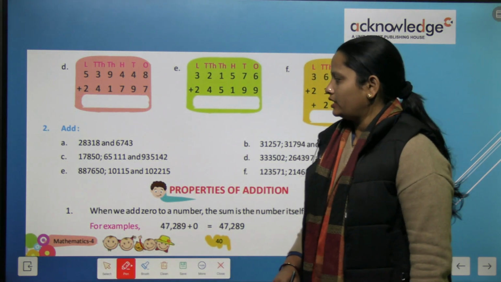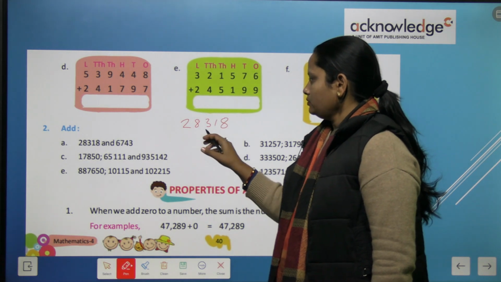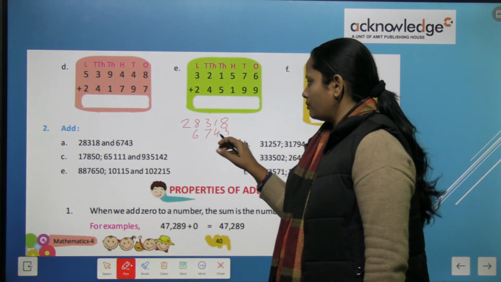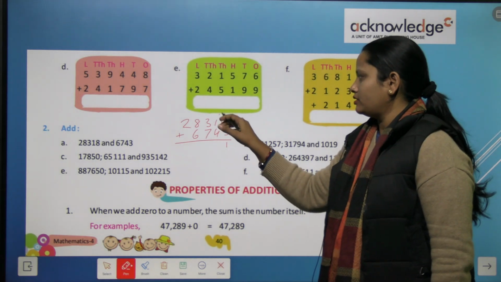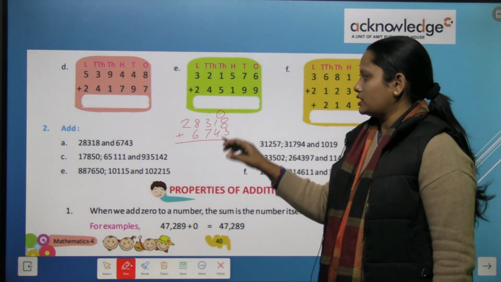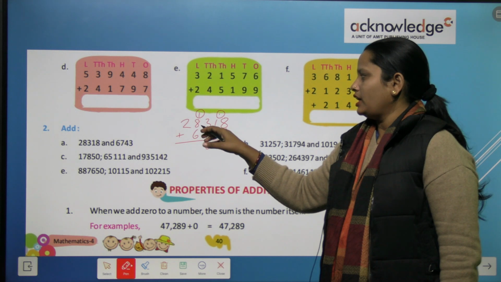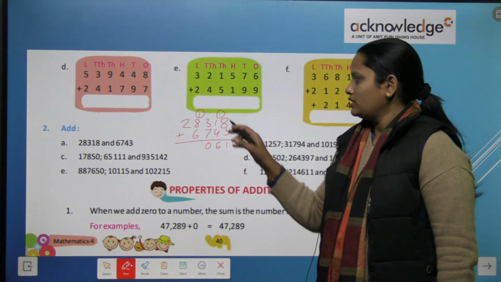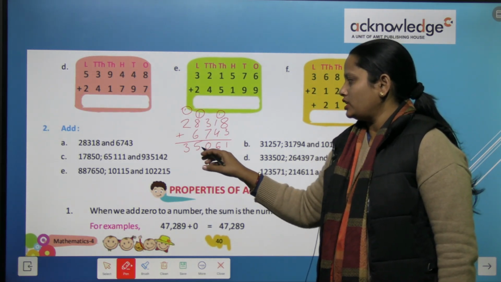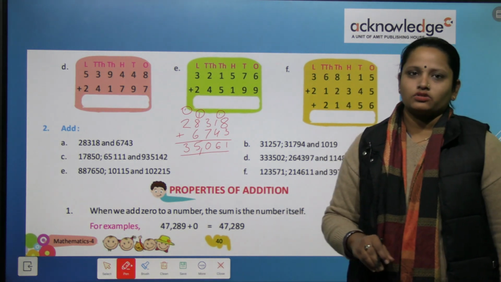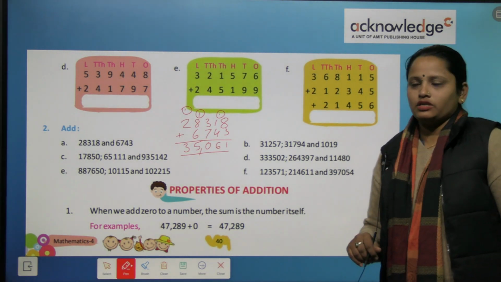You have to make the groups and then you have to add. So we have to write these numbers like this in our notebook and then we have to add them. So here 8 plus 3 is 11. Again 4, 5, 6. 7 plus 3 is 10. 8, 6 plus 1, 7 and 15. 2 plus 1 is 3. So here the answer is 35,061. Similarly, let's do 1 from here and rest you have to do on your own.